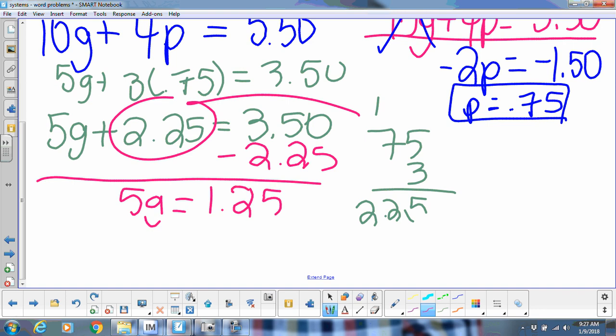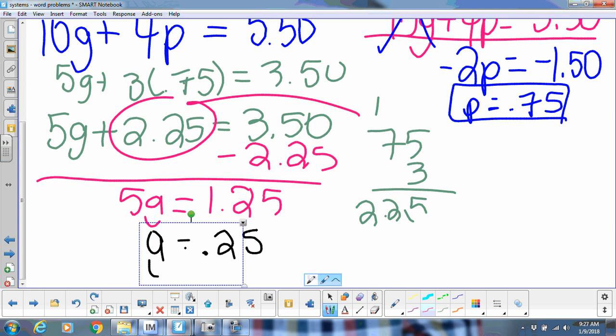All right, so I got 5G equals $1.25. So what are you going to do now? Divide by 5, and you get 25 cents. Good job. All right, do you understand the process? Okay, can you write your equations?